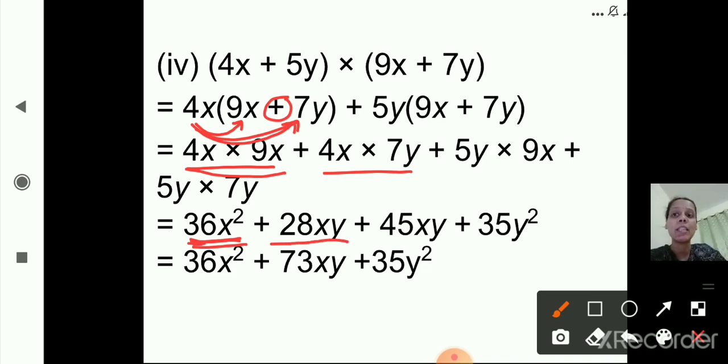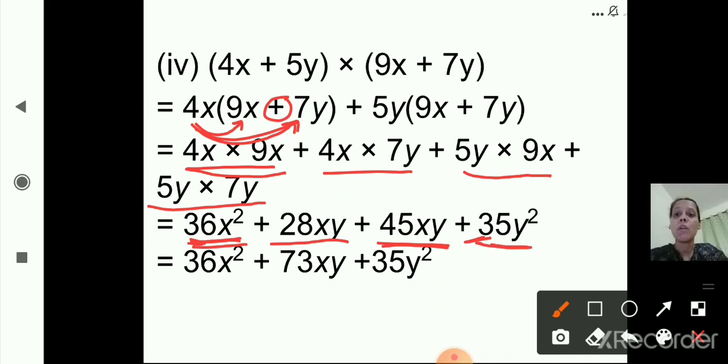Now plus again, 5y multiplied by 9x. 5 9s are 45 and y multiplied by x is xy or yx. So 5y multiplied by 9x is 45xy. Plus again, now 5y multiplied by 7y. 5 7s are 35 and y multiplied by y is what? y square. So 35y square.